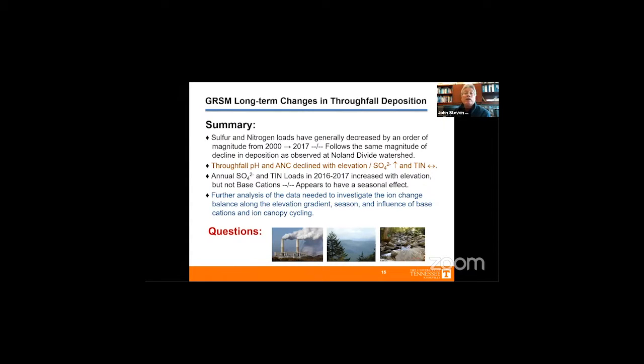We do see this gradient with elevation, not with base cations, and there appears to be a strong seasonal effect. And so we want to investigate that a little bit further, and we do have a little bit more analysis to do. We're doing an additional study with another student of mine looking at ion canopy cycling, particularly with the base cations, to understand the influence of that on the overall throughfall chemistry, and then what ultimately ends up in the stream through our soil matrix. So with that, I'll take any questions.